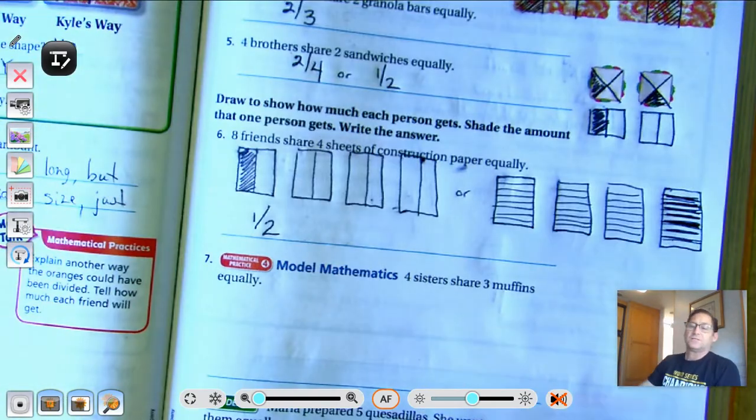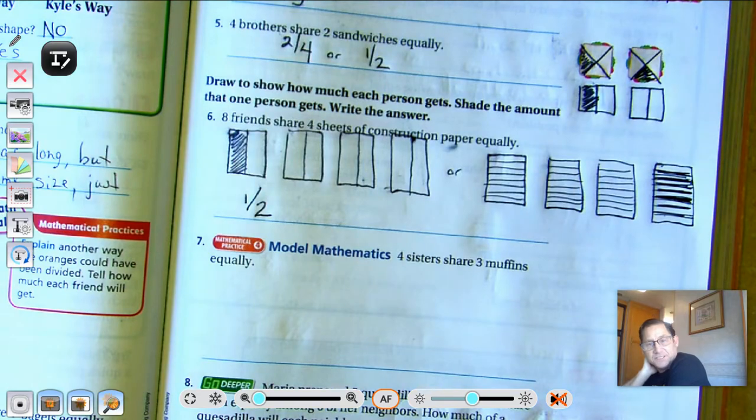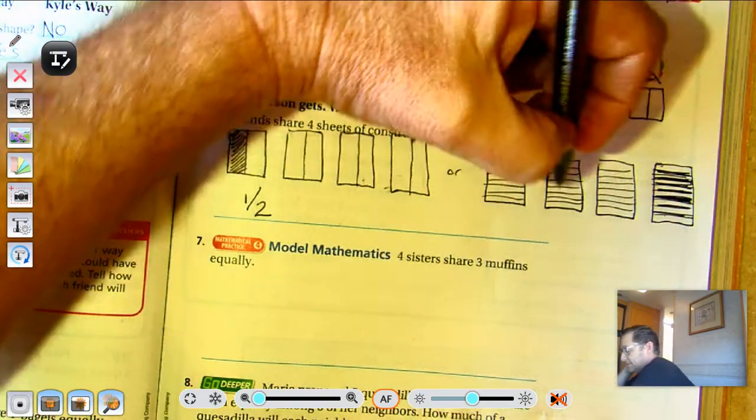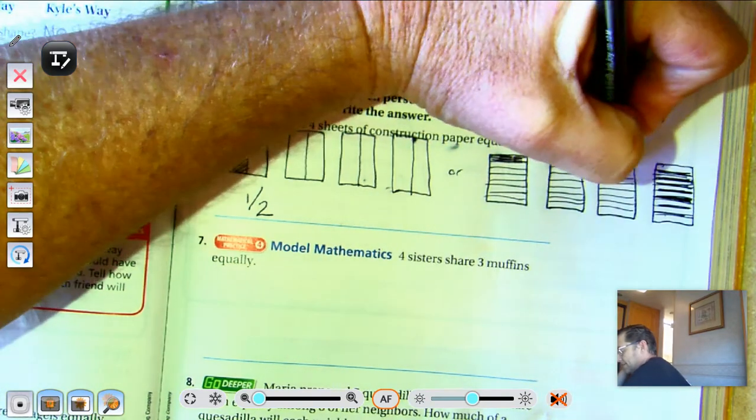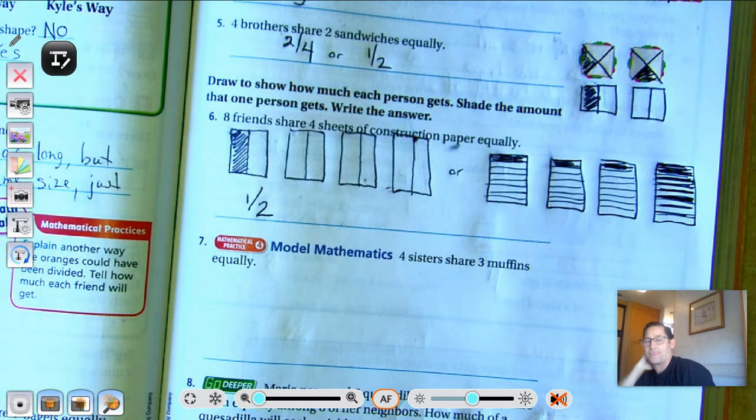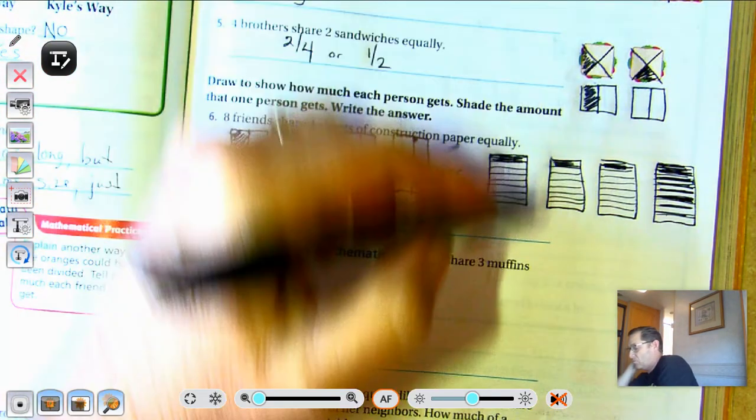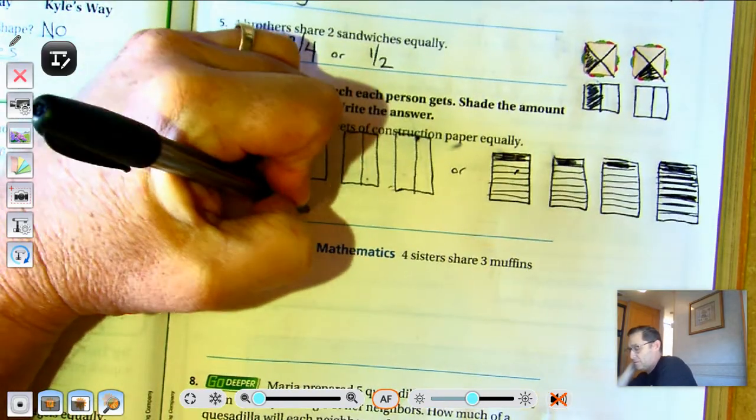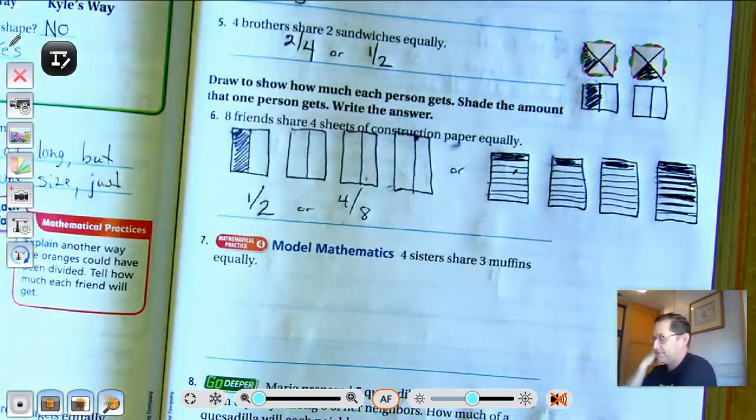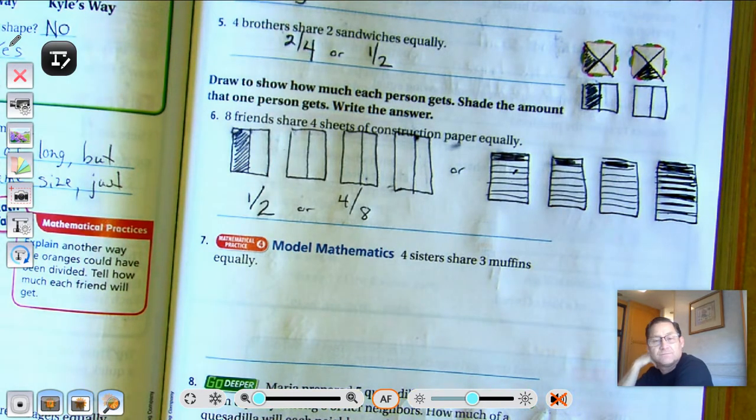Okay, so if we take each page and split it into 8 pieces, each friend will get 1/8 of the paper. So in that case, 1/8, 2/8, 3/8, 4/8 of the paper. Okay, 4/8 is the same as 1/2.